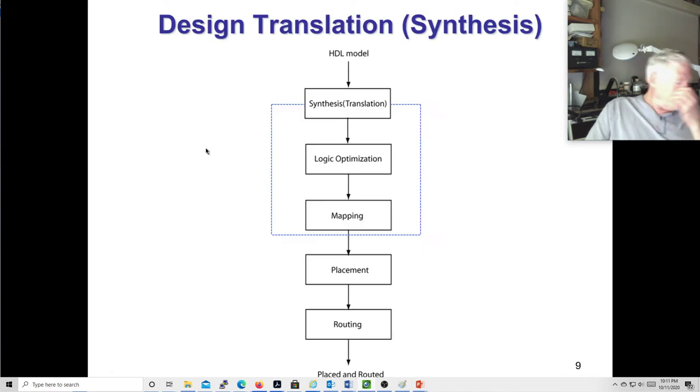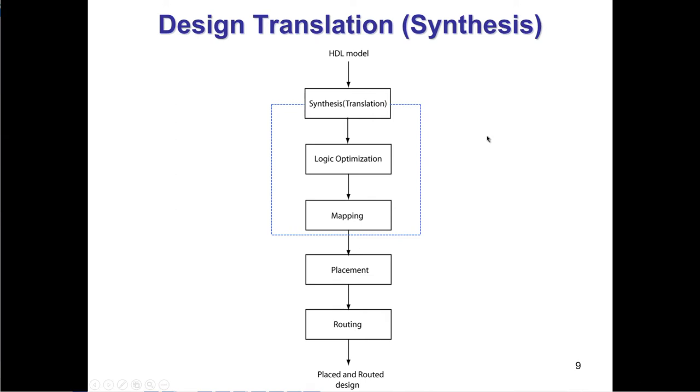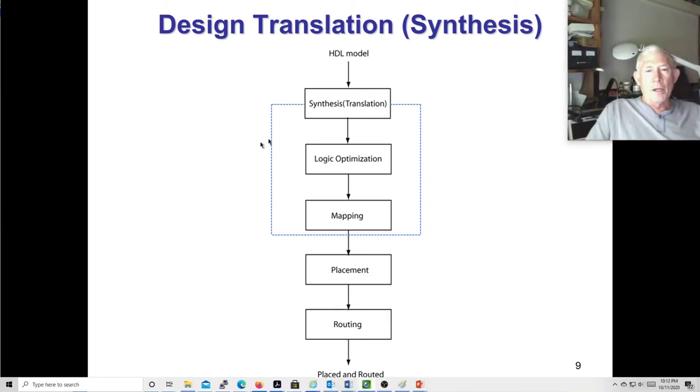All right, let's talk a little bit about design translation. One of the things I'd like you to do is be able to spit out what the steps are in this synthesis operation. You know from running your code in Vivado that Vivado walks you through a number of these steps. So it's really good to pay attention to that and make sure you know just what that looks like. For instance, you should know that the synthesis process involves translation, an optimization step, and a mapping step.